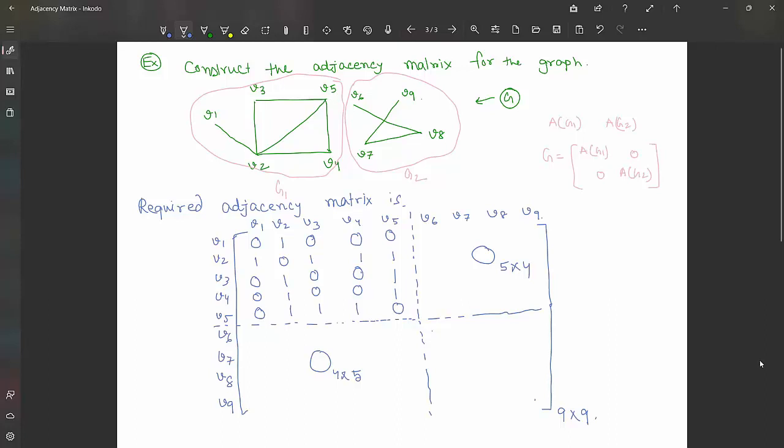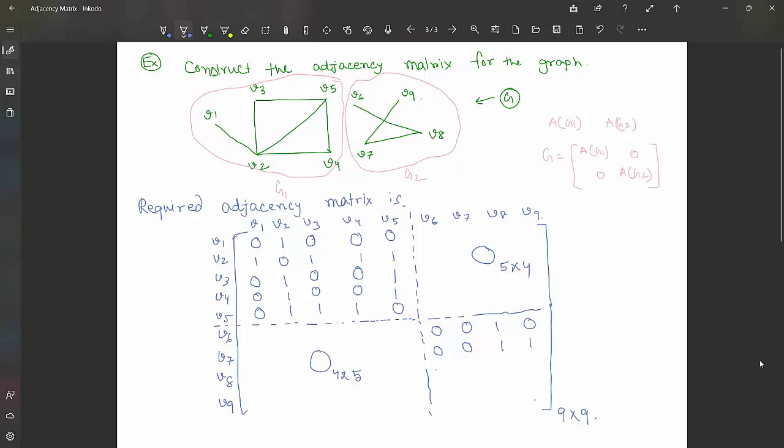For G2 there is V6, so we start with V6. V6 to V6 there is no self loop, put here 0. V6 to V7 there is no connection, so put here 0. V6 to V8 there is a connection, and V6 to V9 there is no connection, so put 0. Then from V7, V7 to V6 there is no connection. V7 has no self loop. V7 to V8 there is one connection. V7 to V9 there is one connection.